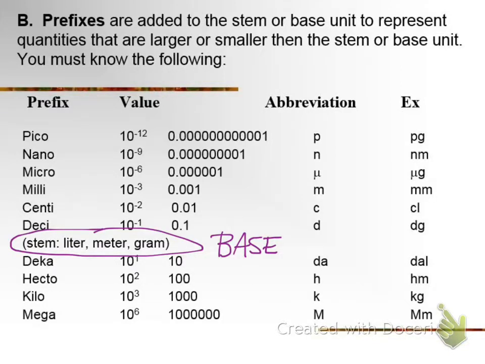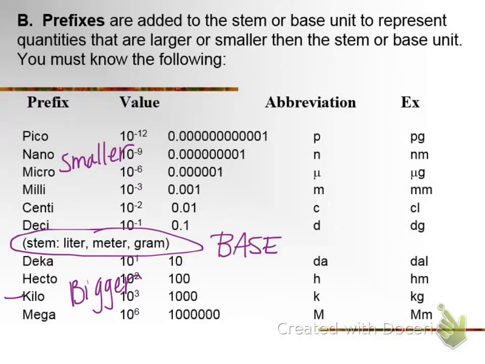If it is up here, it is smaller than the base unit. In other words, it takes a lot of them to equal the base unit, okay? If it's on the other side of it, it's bigger than the base unit. In other words, for a kilo, it takes 1,000 meters to equal 1 kilometer because a kilometer is bigger than the base unit of a meter, okay? If it's a centimeter, it's smaller, so it would take 100 centimeters to equal a meter, okay? Or liter or gram. I want to make sure you understand that.